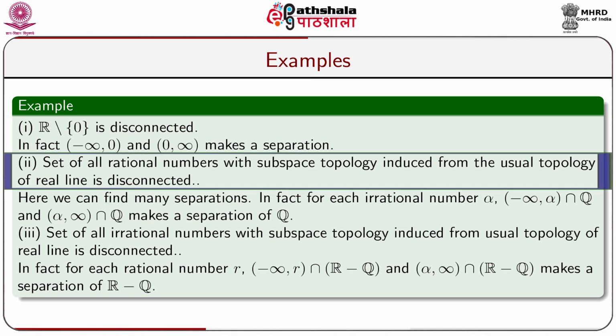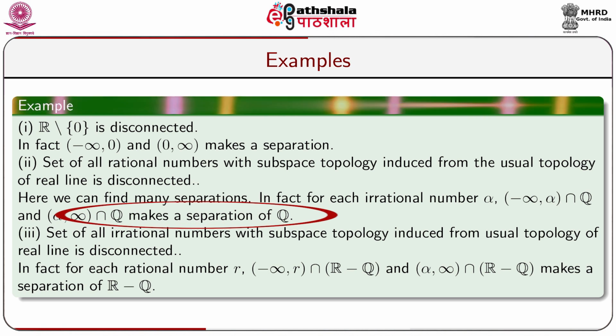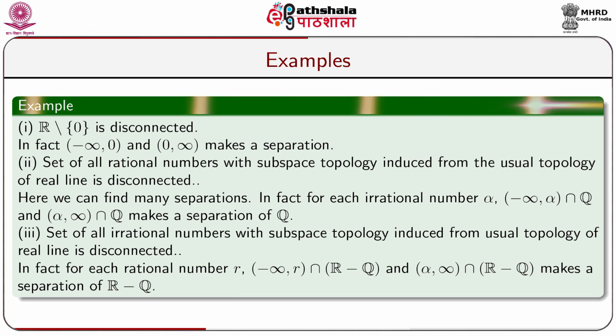If we consider the set of all rational numbers with the subspace topology induced from the usual topology of the real line, then for any irrational number, if we take all rational numbers less than that irrational number and all rational numbers greater than that irrational number, then we get a separation of Q. So, Q becomes a disconnected topological space. Similarly, we can say that the set of irrational numbers is also a disconnected topological space.